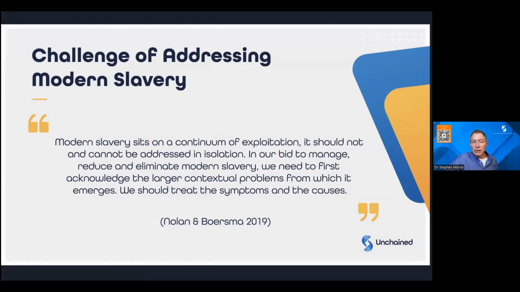Great quote from Nolan and Bersma. Modern slavery sits on a continuum of exploitation. It should not and cannot be addressed in isolation. In our bid to manage, reduce, and eliminate modern slavery, we need to first acknowledge the larger contextual problems from which it emerges. We should treat the symptoms and the causes. And that's a very short way of saying that actually addressing this issue is not a short-term endeavor.